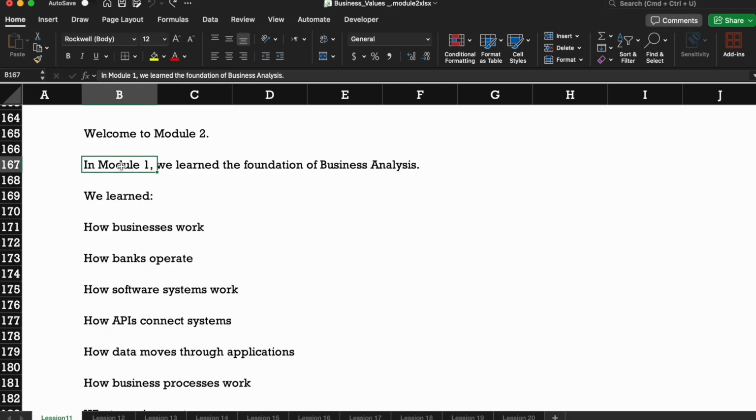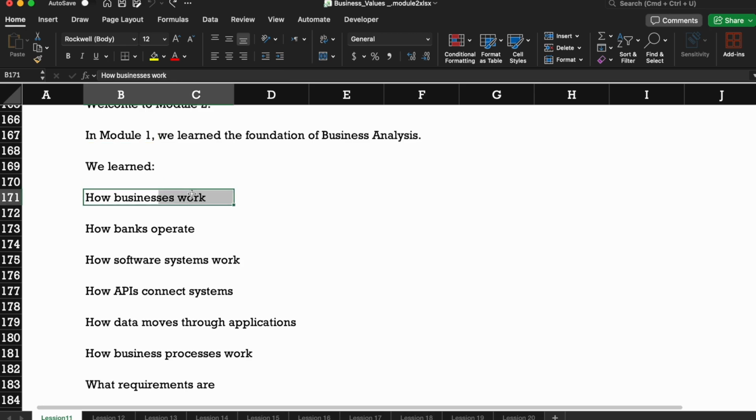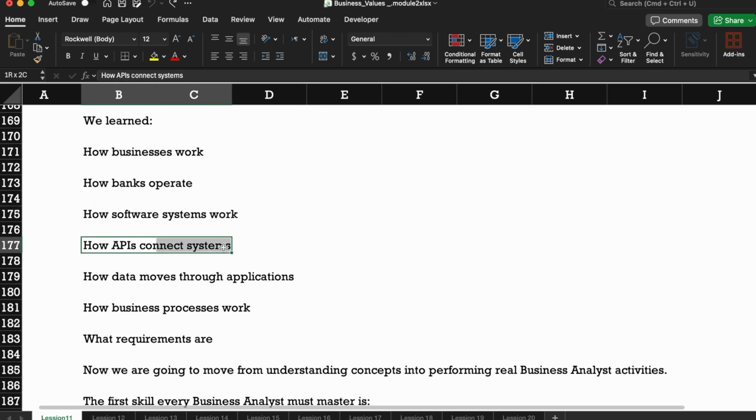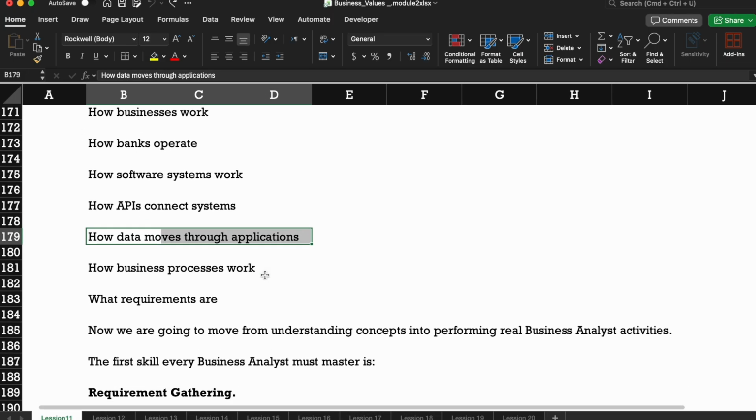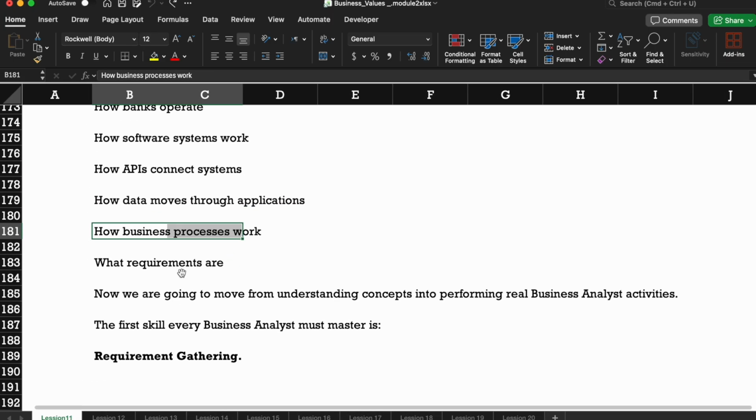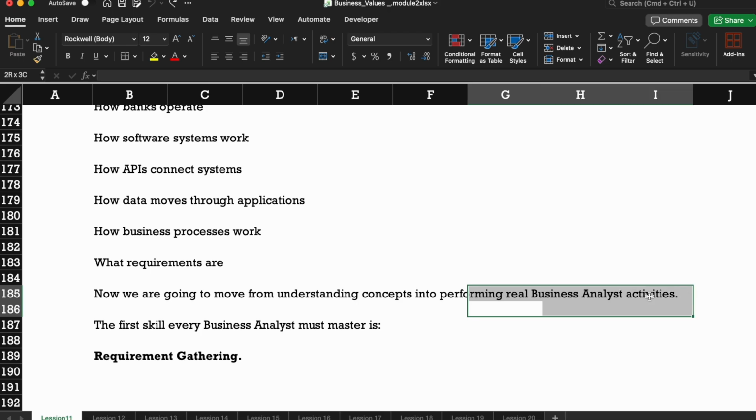In module 1 we learned the foundation of business analysis. We learned how businesses work, how banks operate, how software systems work, how APIs connect systems, how data moves through applications, how business processes work, and what requirements are. Now we are going to move from understanding concepts into performing real business analysis activities.